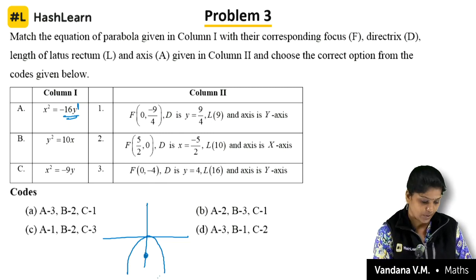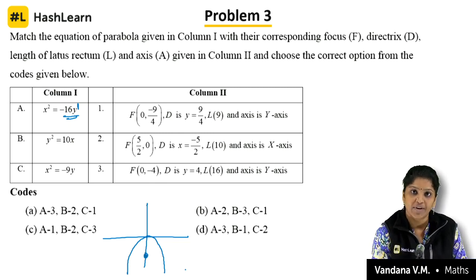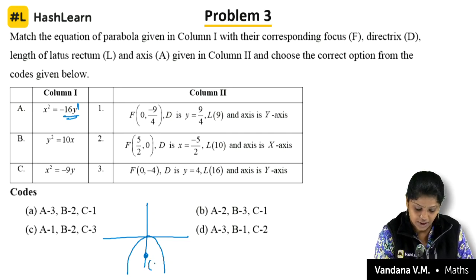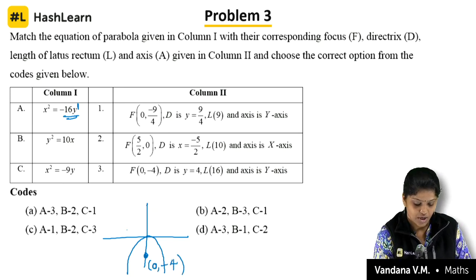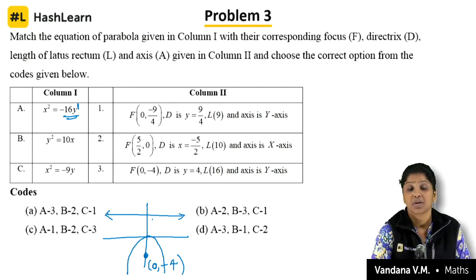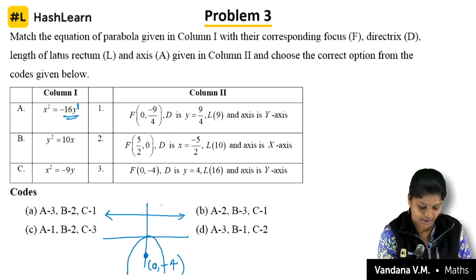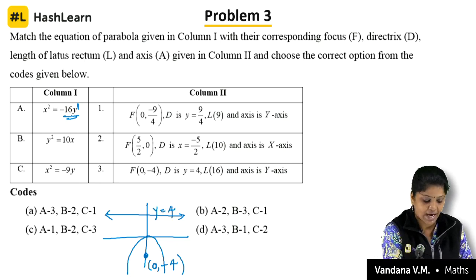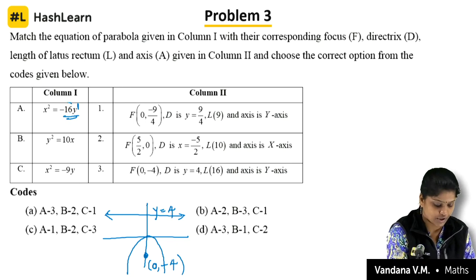Your focus will be 4a is equal to 16, a is 4. So this can be written as, on the y axis the x coordinate becomes 0, so 0 comma minus 4. Your directrix, the fixed line, will come on the positive side of the y axis. So it becomes y is equal to 4. Length of the latus rectum, 4a, is 16.